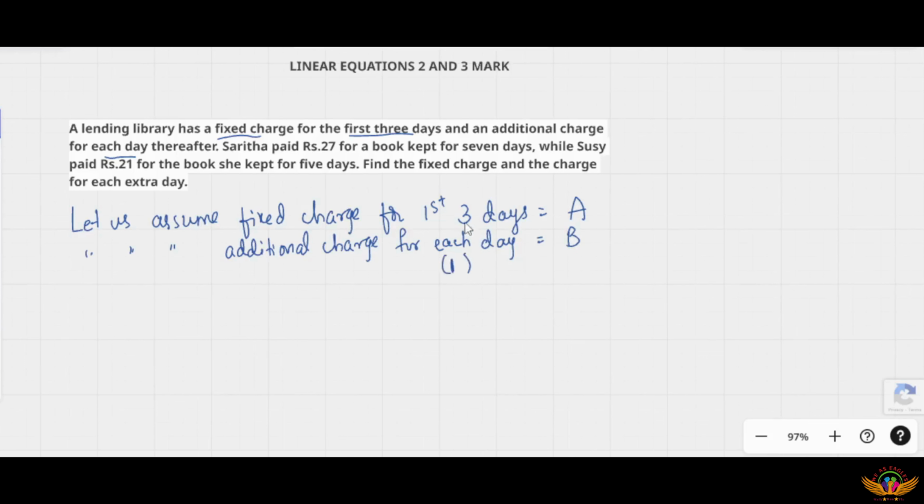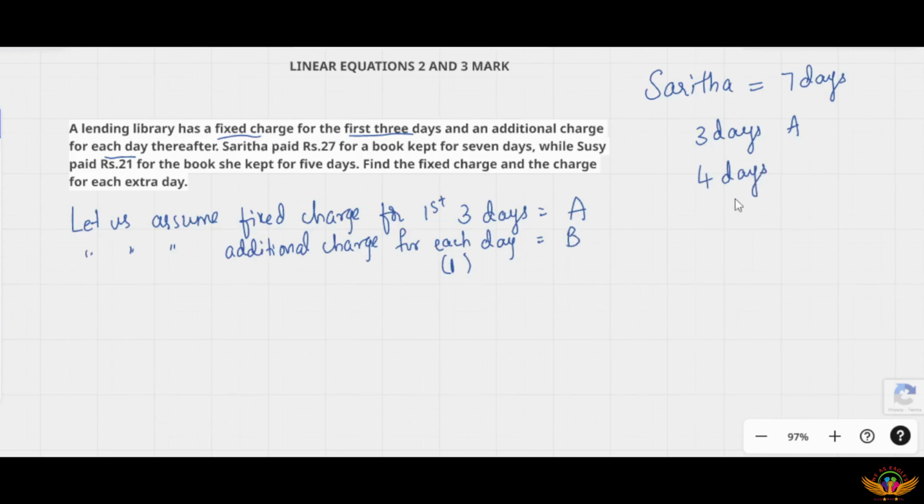I'm writing here. For 3 days we are taking A, and for 1 day the charge we are assuming as B. So there is a girl named Sarita, and she paid 27 rupees for a book kept for 7 days. Sarita kept the book for 7 days. For 3 days we have assumed A. In 7 days, if 3 days we have taken as A, how many days remain? 4 days will be there.